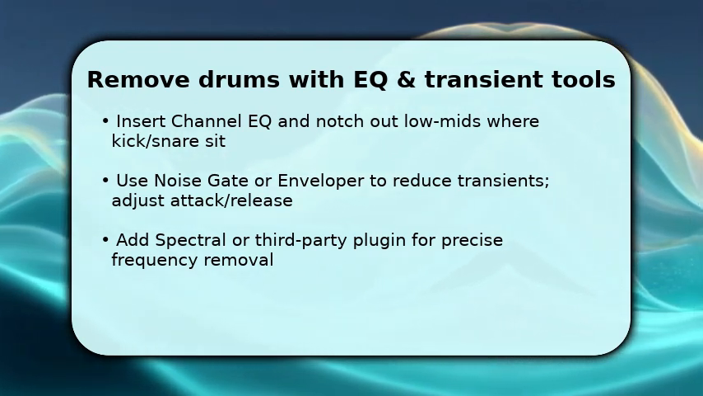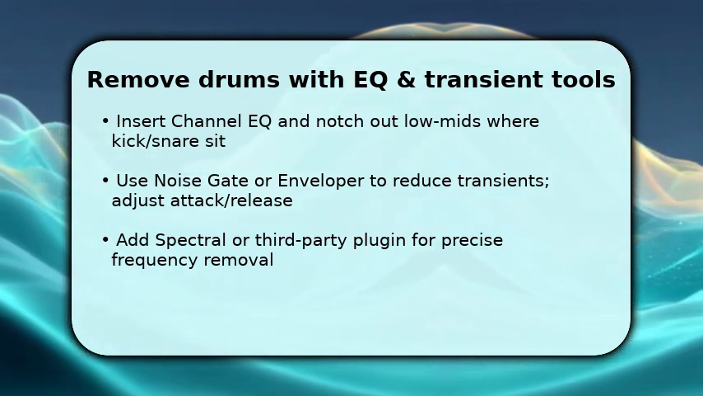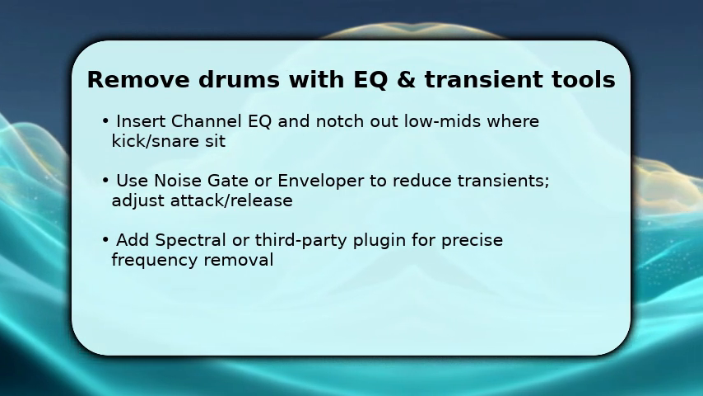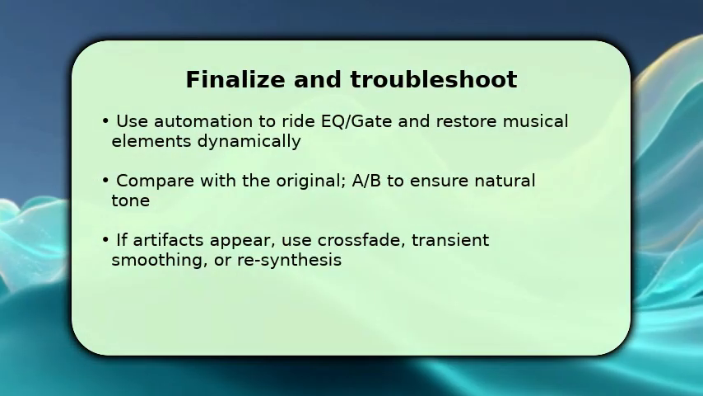Make incremental changes and play the whole arrangement. Finish by automating EQ or gate parameters so drum reduction adapts to the arrangement. Write automation and smooth transitions with small crossfades.